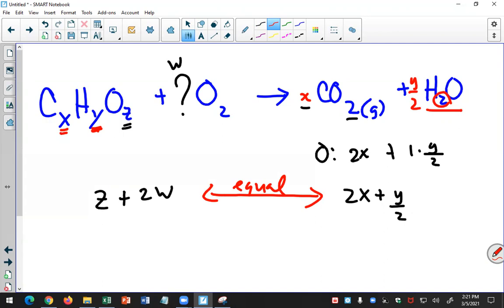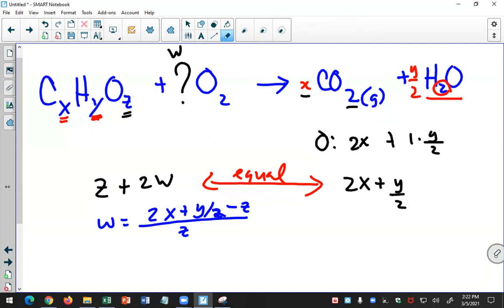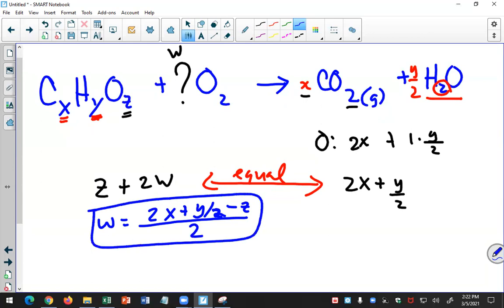Now, why is it important for us to know this? So I can solve for w here. If I wanted to solve for w, my w is going to be equal to what? 2x plus y over 2, minus z, divided by 2. So that's my w. That's the w that goes there, right?